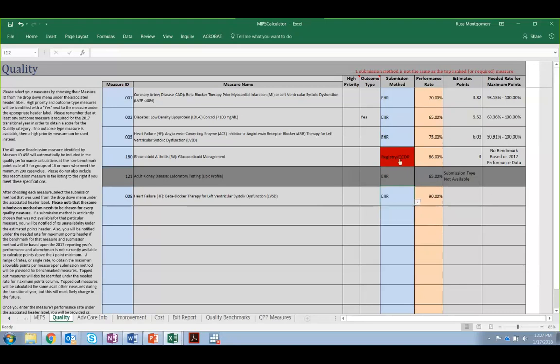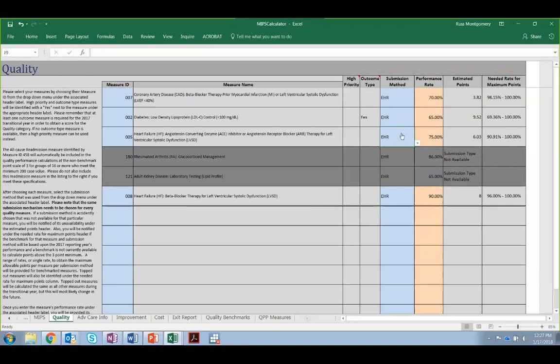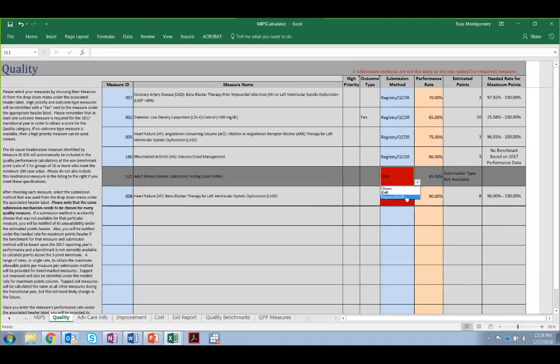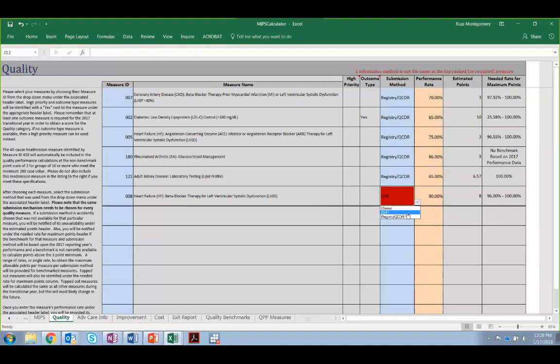All right, now you'll see here that some measures are not eligible for certain types of reporting, so I'm going to just switch all of these over. It assumes that you're going to be consistent in how you report these, so either through an EHR or a registry or QCDR. So, okay, I've reported my quality measures, and then we move to advancing care information.